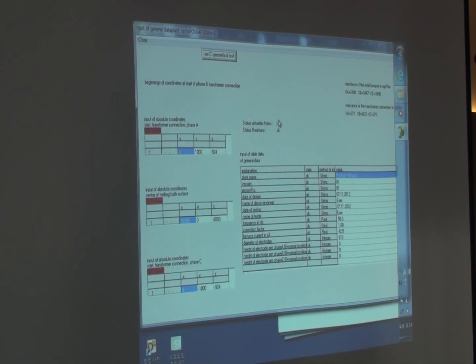Is this furnace built? No, this is a friend's design. It's a project, a friend's design. Yes, it's a project for you.